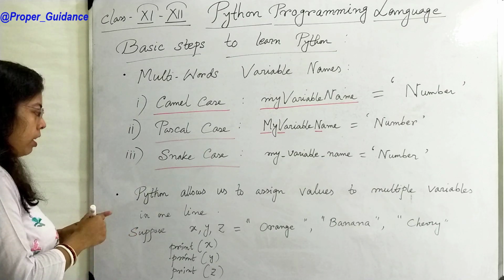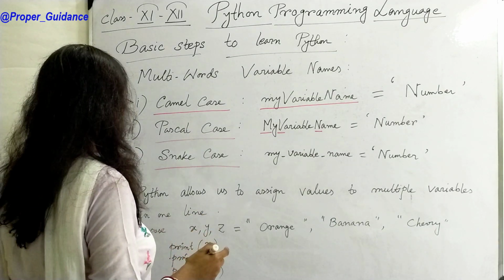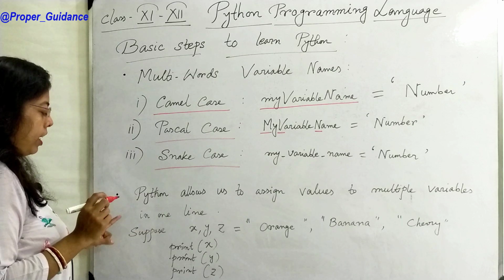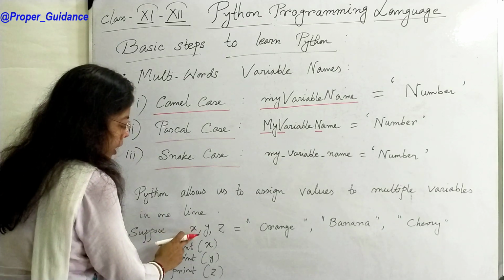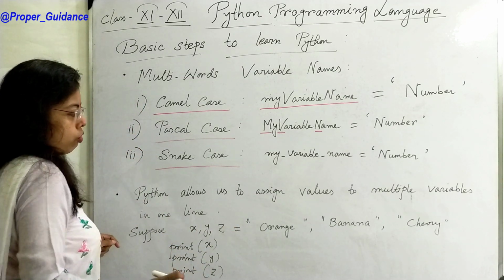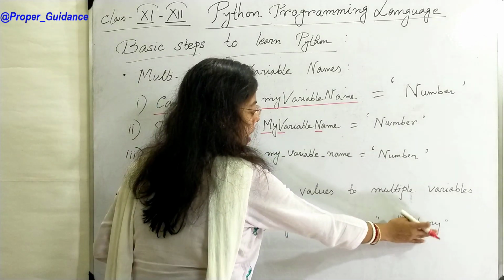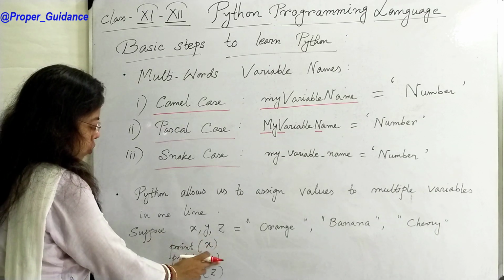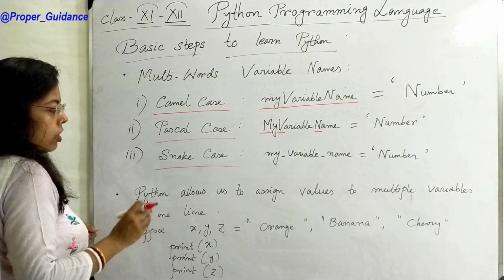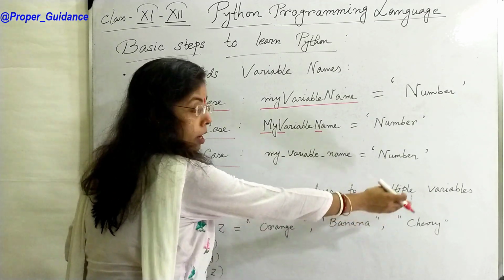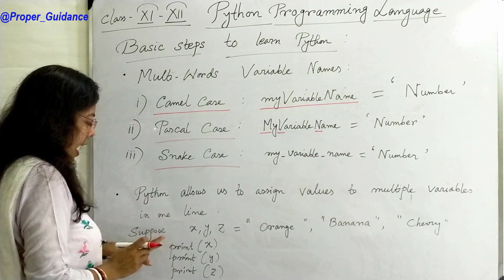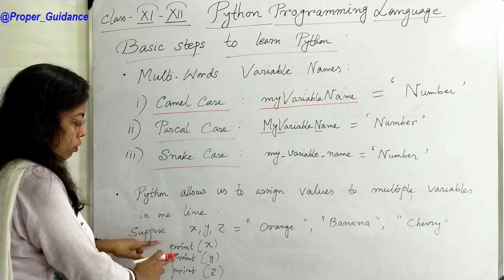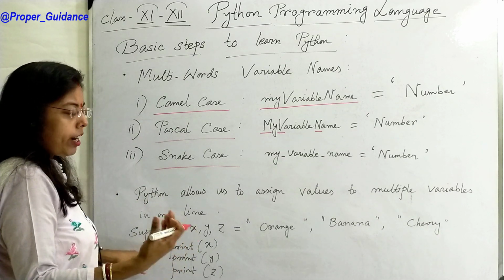We can assign values to multiple variables in one line. See, suppose x, y, z equals to orange, banana and cherry. So, when we print like this, print x, print y and print z, we will get output as orange, banana and cherry.